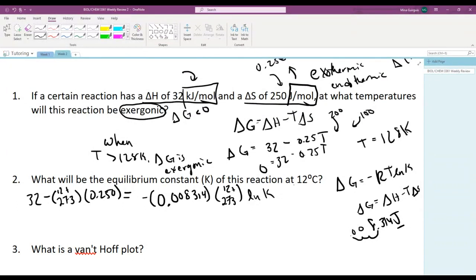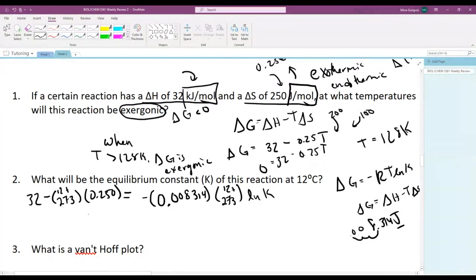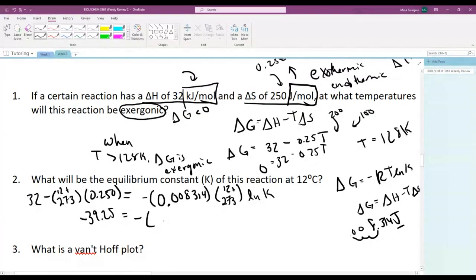So the first thing we do is, obviously, we need to do 12 plus 273 to get that number. That's 285 times 0.25, okay? So on the left side, we have negative 39.25. That's going to equal negative 285 times 0.008314. Yeah, these problems are really tedious, if you guys couldn't tell. And I'm going to approximate this as 2.37, 7 ln of K.